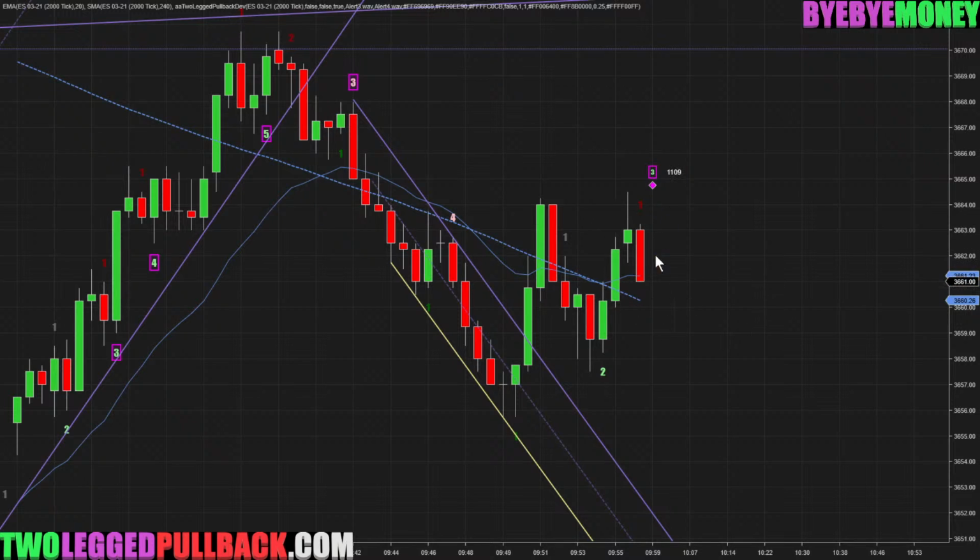So we had a two-legged pullback, but man, you see this going in and out of the 20 EMA. Very hard to trade. Very hard to go short there, because the 20 EMA is slicing in and out of it. This gives us information though. It doesn't mean it's not giving us any information. It's telling us the market is confused and is trying to decide where it wants to go.